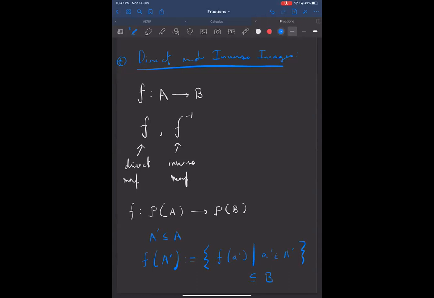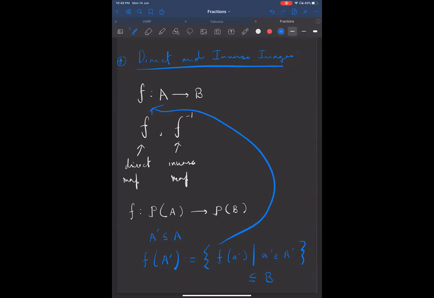Right. So what is this direct map doing exactly? It is taking some elements of A, and now this F is the actual function F of A. This is a different F. They look the same because they are kind of similar things, and I am not using different notations for them. But this F is acting on subsets of A, and the F we started with is acting on elements of A.